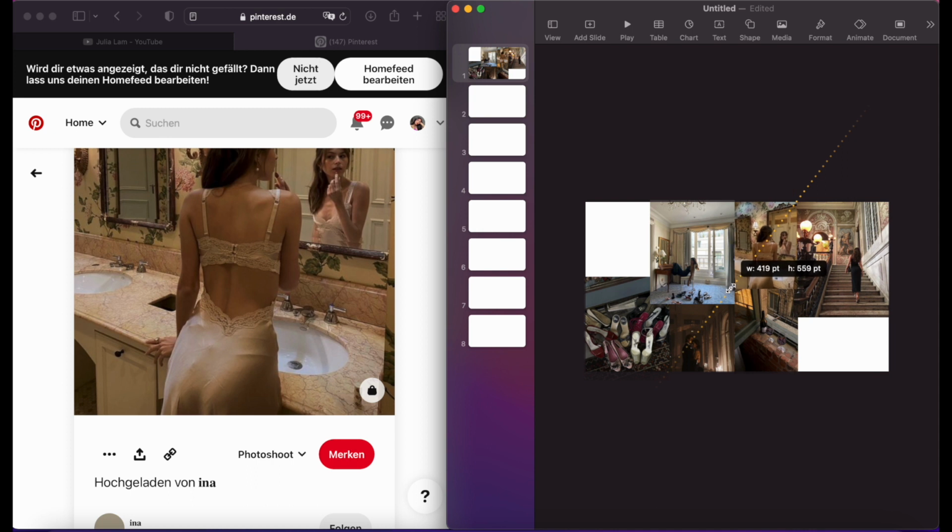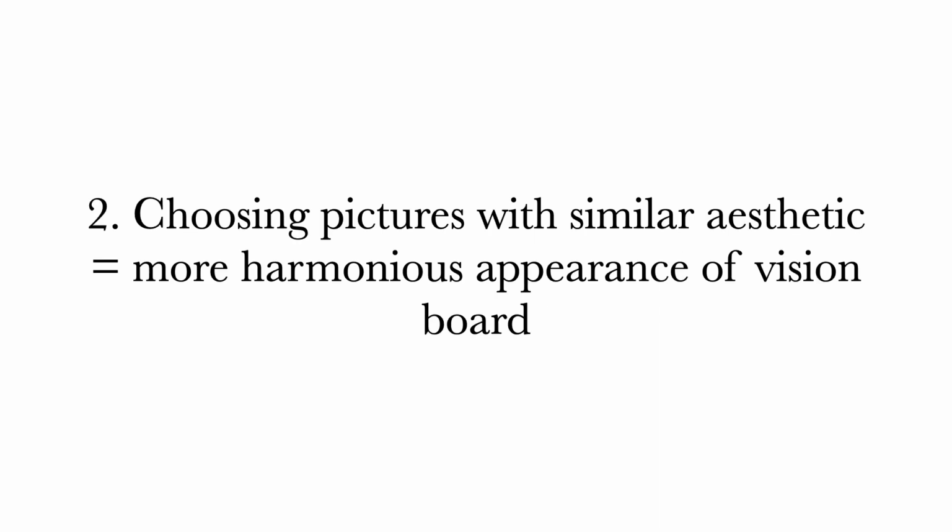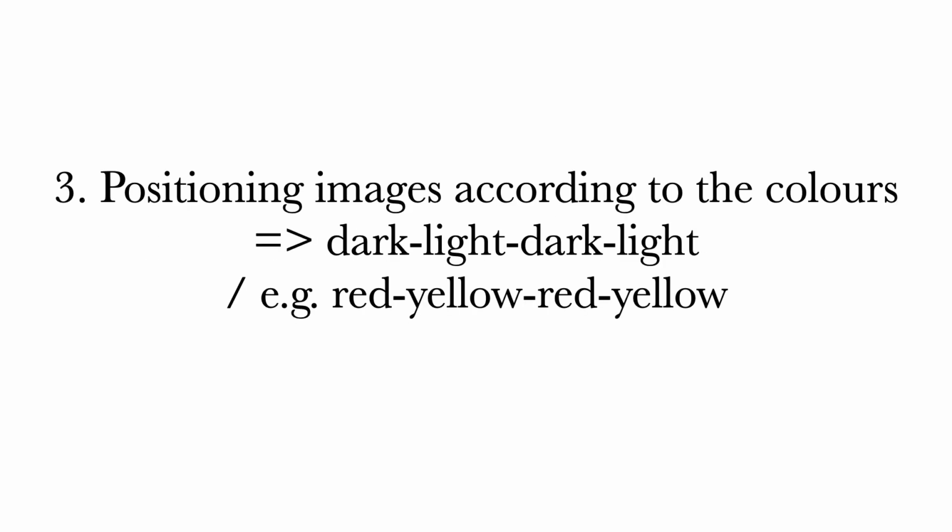I think it makes it look really nice. Before I'm going to show you the first result, let's go through a little summary. First of all, you should choose pictures that align with your goals and your vision. And secondly, choosing pictures that have a similar aesthetic can help make the appearance of the vision board more harmonious. And third, it might also be beneficial if you position your images according to the colors. Meaning, for example, you have dark and light images, you would position them according to dark, light, dark, light.